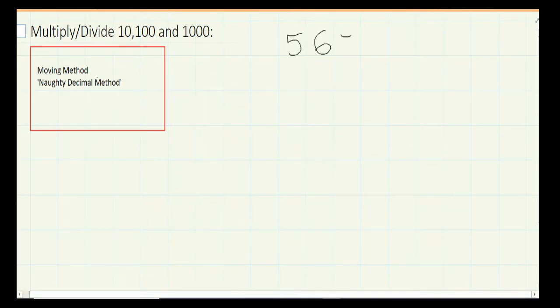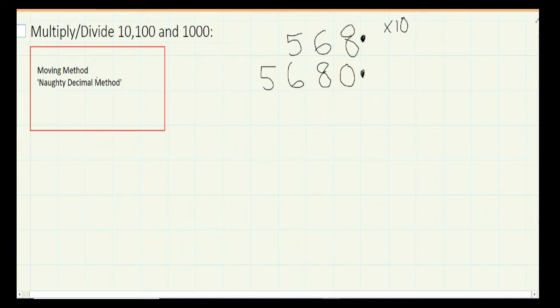So 568 times 10. If there's no decimal point, I put one on the end. Make everything one place bigger. I know you're probably thinking, oh, you just add a 0, you just add a 0. And on this one, it's true, you just place a 0, don't you? But it doesn't always work with more difficult numbers with decimals. So 568 times 10 is 5,680.